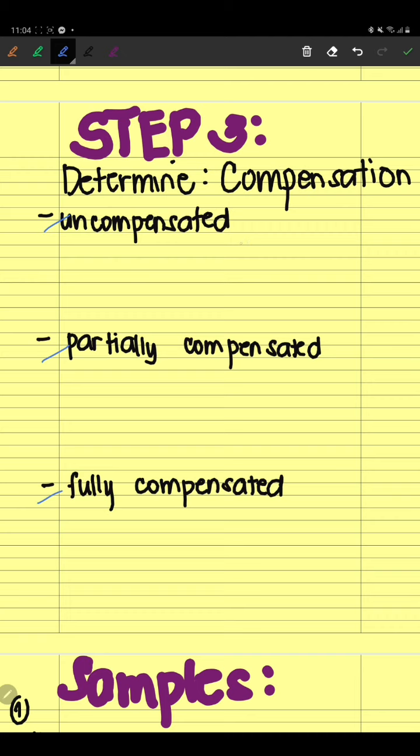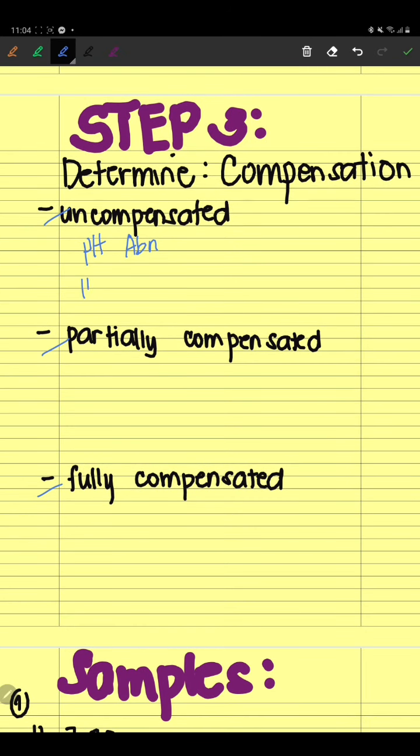So how will you know if it is uncompensated? It is uncompensated if the pH is abnormal and, of your bicarbonate and your PaCO2, one is normal and one is abnormal. So it's either only the PaCO2 is abnormal and the bicarbonate is normal, or the reverse: the bicarbonate is abnormal and the PaCO2 is normal. If that is the situation, you call that uncompensated, or no compensation.